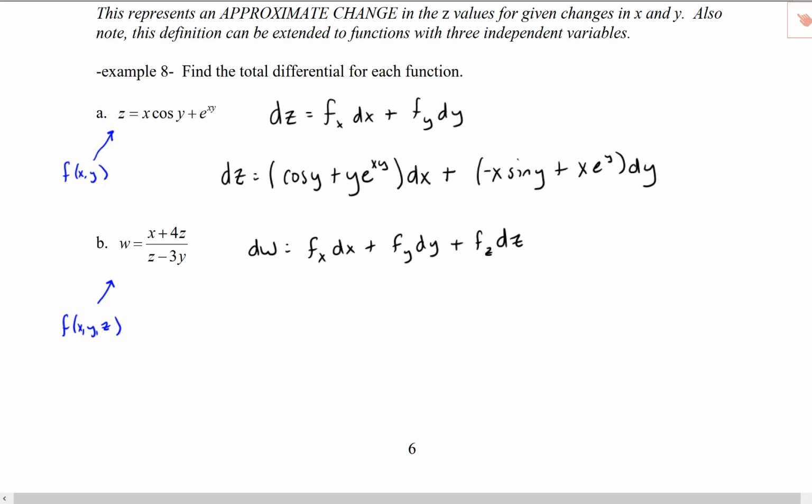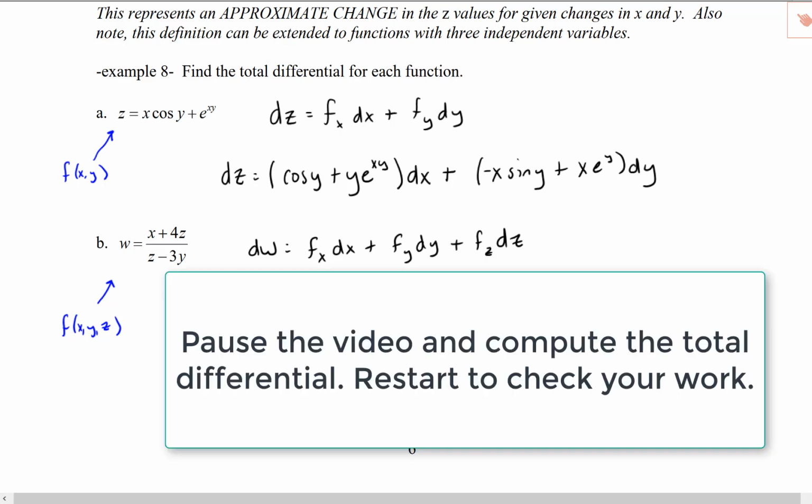Once again, I would like you to pause the video and work out these different partial derivatives. This one's a little more complicated because you may have things like quotient rule that you need to deal with. So pause the video now and restart it once you've figured out all of your partial derivatives and have your expression written for dw. Pause now.